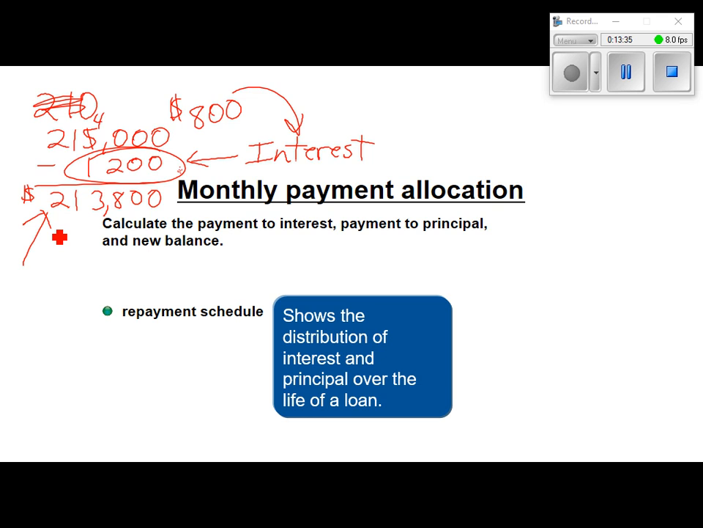It's a business. Repayment schedule shows the distribution of interest and principal over the life of the loan. Now, if it's not a house loan or a car loan, and we'll do some of these problems, if you borrow $500 from something and you're paying it back, your first payment, let's say, is $100. Probably about $8 or $10 is going to go towards interest, and then $92 is going to go towards the actual loan amount, and that's the way it drops down.